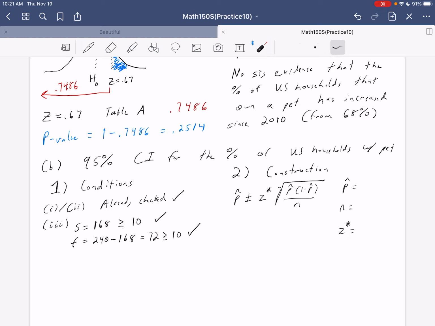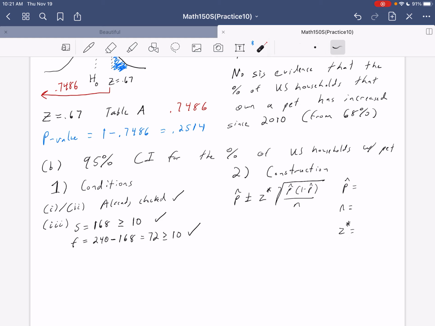Notice that this confidence interval confirms what we did back in part A. Remember, we failed to reject 68%. We had that 68% coming from a study in 2010, and we said we don't have enough evidence to throw it out. And of course, that makes sense here because what's in this range? Well, 68% is right in this interval, so we had no reason to throw it out.